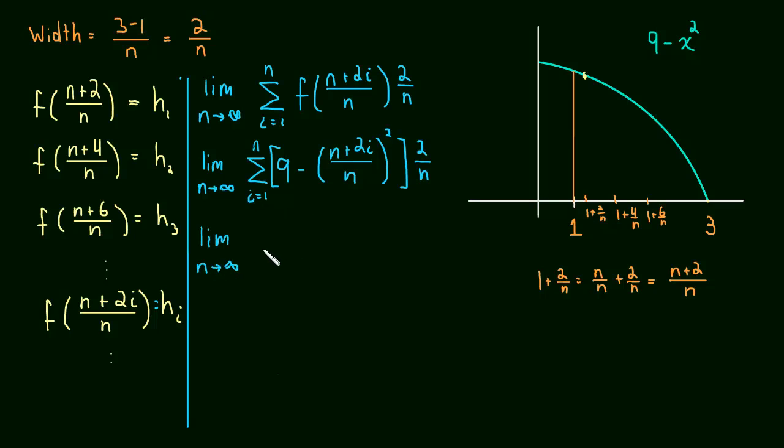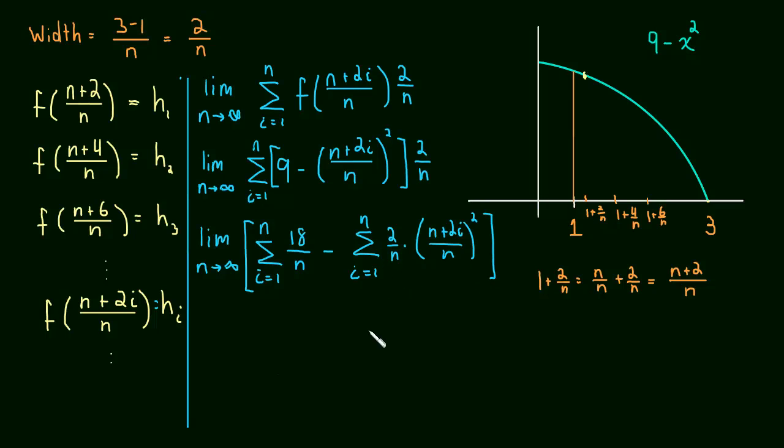What can we simplify? Well, let's break this up into two sums. So now we have to bracket off the limit so that we know we're taking the limit of the whole thing. So I'm going to do a couple algebraic steps here at once. I'm going to multiply this 2n inside, so the 9 becomes 18 over n. And then I'm going to subtract the sum. So I'm breaking this into two sums now of 2 over n, because I multiplied that inside, times this n plus 2i over n squared. Okay, so it's the limit of this whole thing.